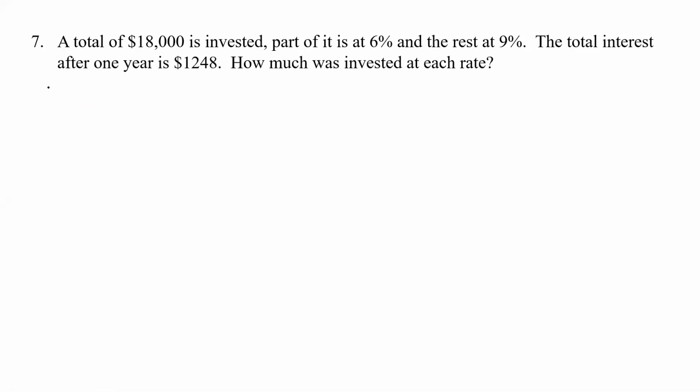So let's say x, because x is a good variable, is equal to the amount invested at the first one, 6%. All right, so if they invested x at 6%, how much did they invest at 9%? Well, that's going to be 18,000 minus x, because we're taking off how much they invested here, and whatever's left is what's invested at the 9%.